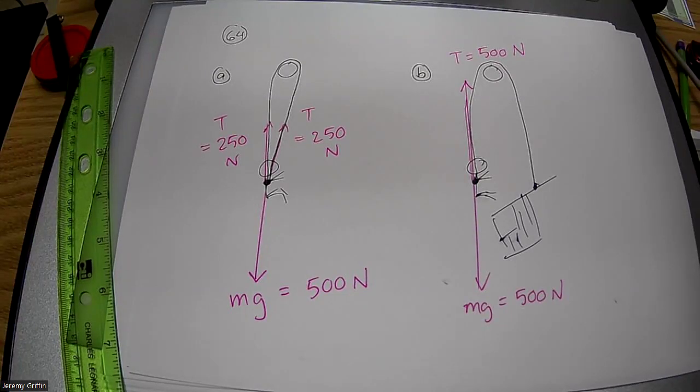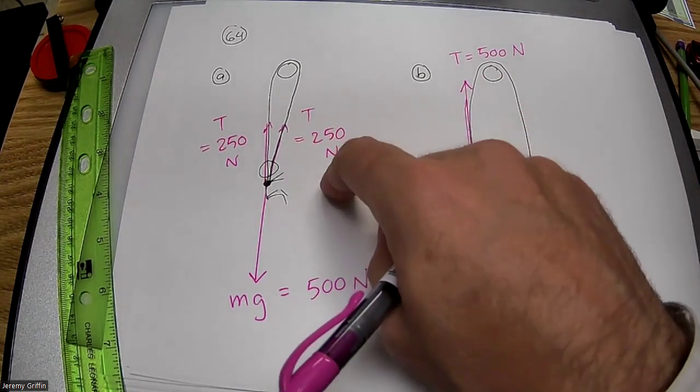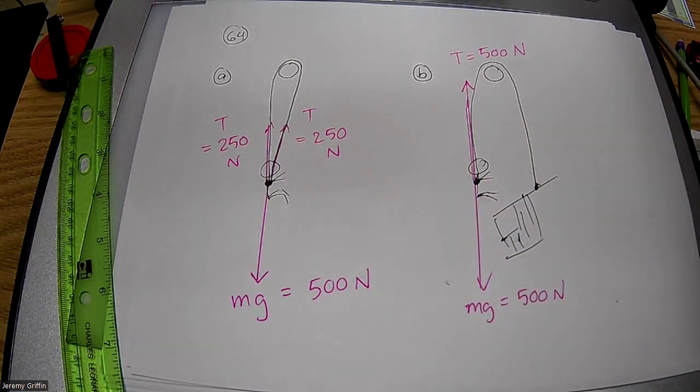Now, of course, if the rope has a breaking point of 300 newtons, you guys see where the rope is safe on the left, but it's going to break on the right? Do you guys see that? All right. Next one.